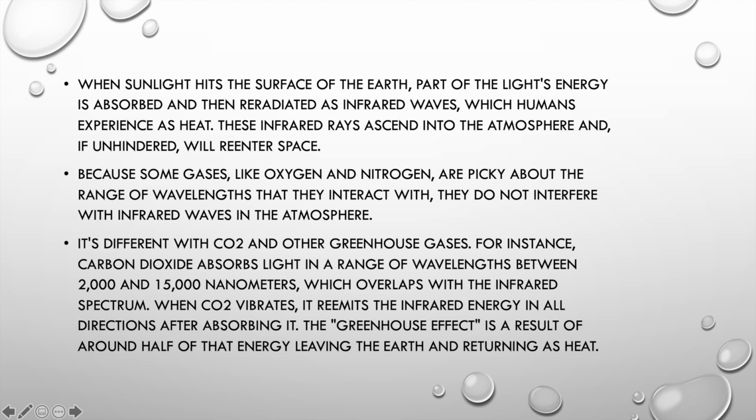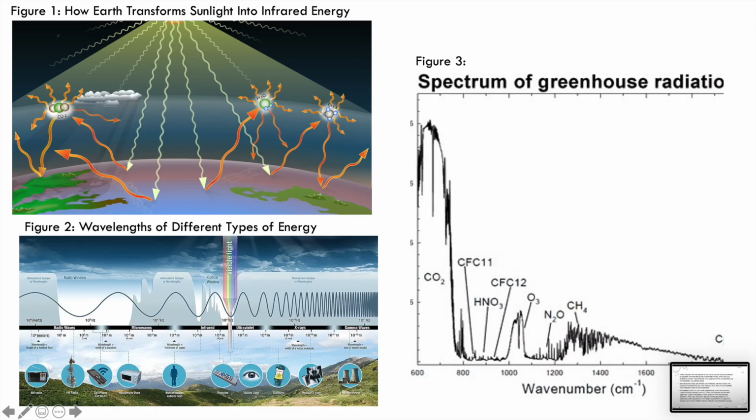Carbon dioxide, for example, absorbs energy at a variety of wavelengths between 2000 and 15,000 nanometers, a range that overlaps with that of infrared energy. As CO2 soaks up the infrared energy, it vibrates and re-emits the infrared energy back in all directions. About half of that energy goes out into space, and about half of it returns to Earth as heat, contributing to the greenhouse effect. These are some diagrams or figures that will help you visualize what I'm talking about.